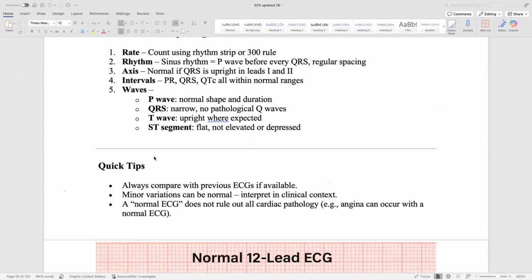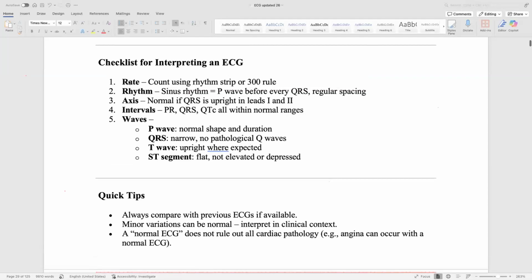We need to learn the checklist. All right? The rhythm, the interval, and the waves. And if there is any abnormality, which leads? And each lead will read a part of the heart. So after we know the abnormality, we can localize. And as I told you, the art of medicine is localization. After you localize, if you detect the abnormality, then link it to the site. Which heart? The right, the left, the atrium, the ventricle, the septum, the apex.